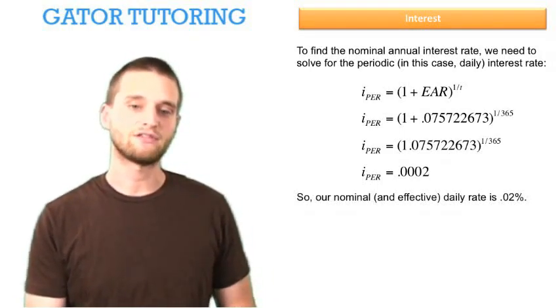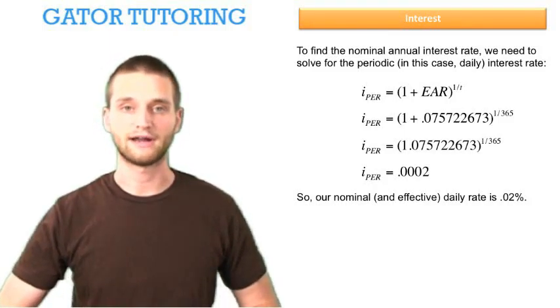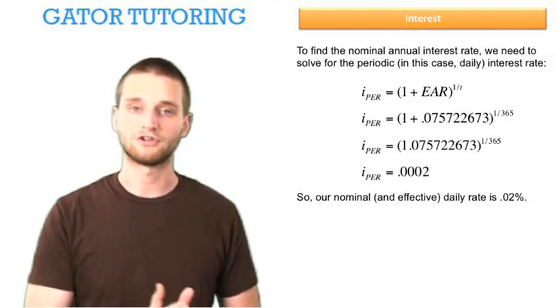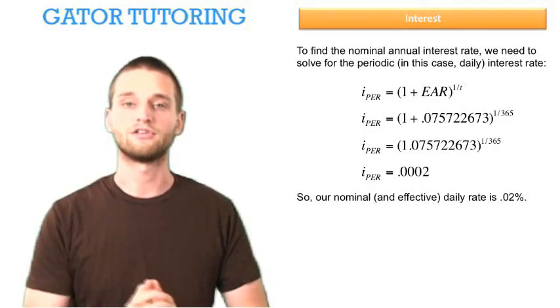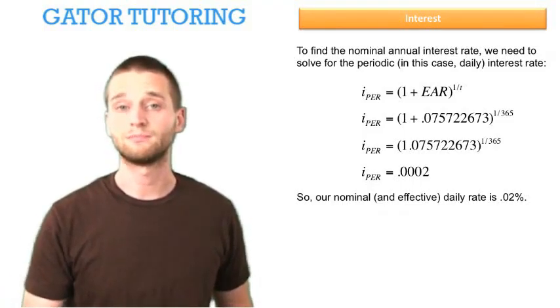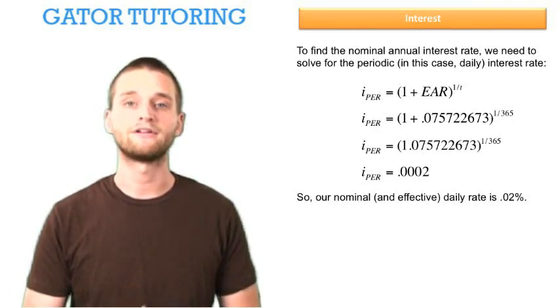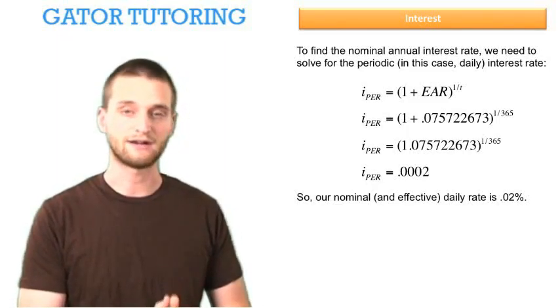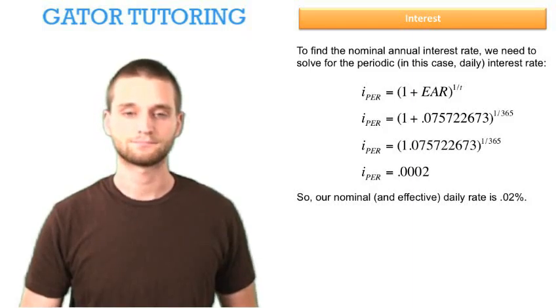And notice again that this is our nominal and our effective daily rate. You can talk about an effective rate at any length of time. It's just going to be the same as your nominal rate once you get down to the periods when the periods are the same amount of time that your interest is being compounded. So again, this question tells us our interest is compounded every day. So we know when we find the rate that corresponds to a daily rate, it's going to both be the nominal daily rate and the effective daily rate.